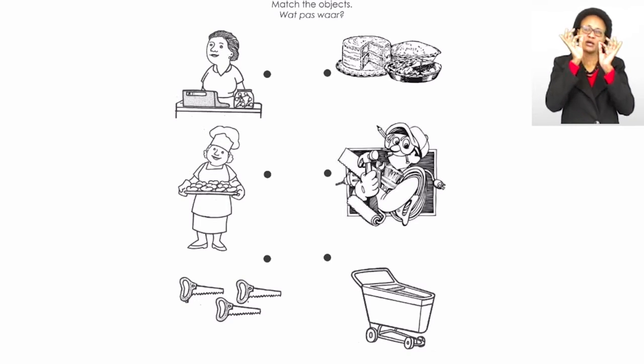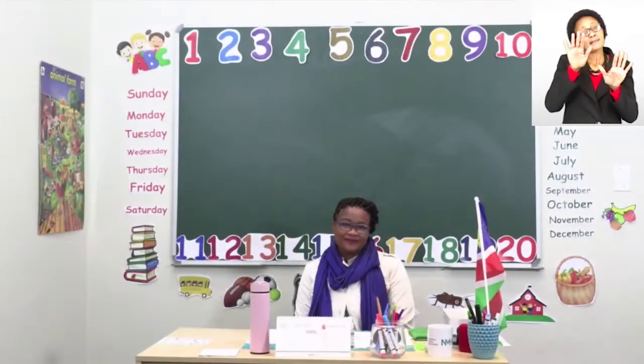Next time you're in town, I want you to also look at the people who are there. The person behind the counter, the baker who has the tray, and the builder who's helping to build the buildings. I hope you have fun coloring this, and make sure that you take your time and color in the lines.